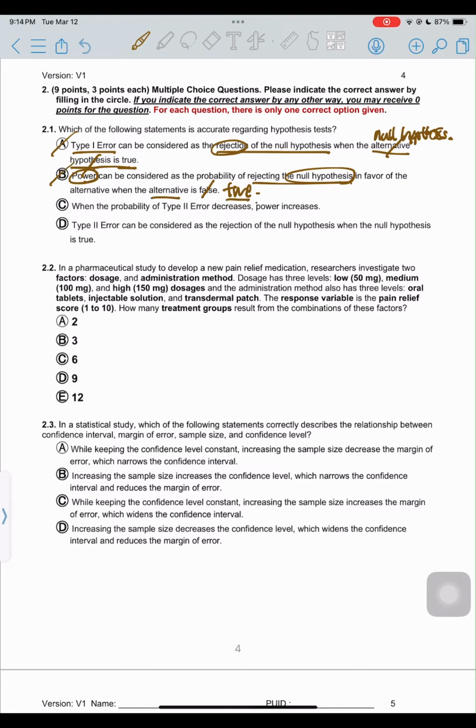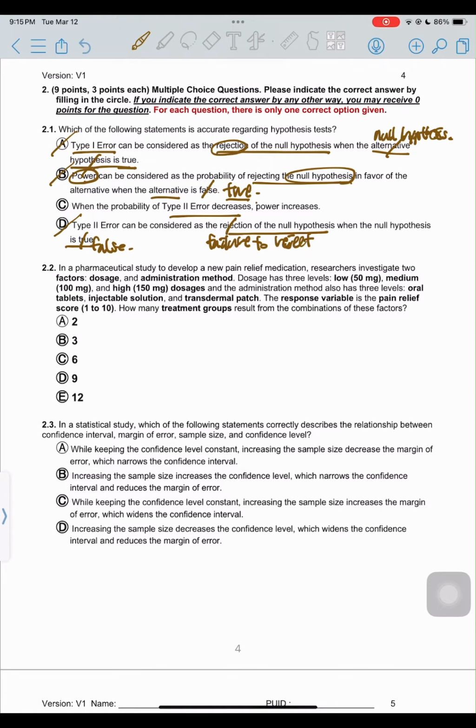So C, when the probability of type 2 error decreases, power increases. We're going to look at D first, because I think D talks about the type 2 error definition. Type 2 error can be considered as a rejection of the null hypothesis when the null hypothesis is true. By definition, type 2 error is when the investigator fails to reject the null hypothesis that is actually false. So it's wrong on both sides. You'd write failure to reject the null hypothesis when the null hypothesis is false. So this is wrong, because it's written wrong for the definition of the type 2 error. So D is not right.